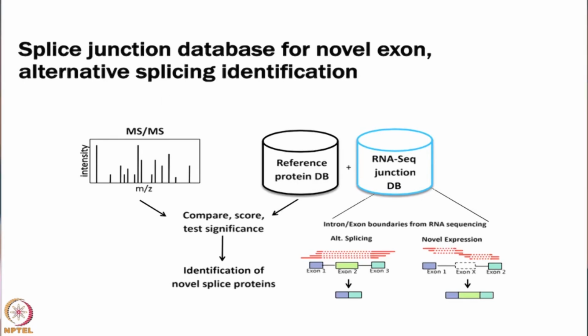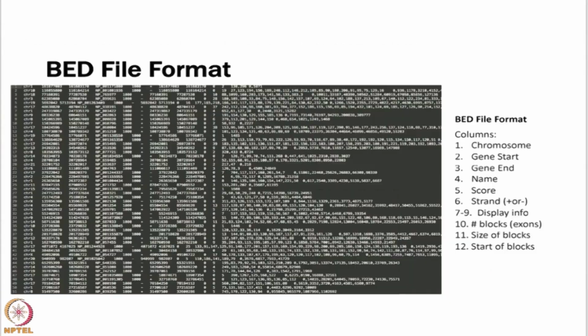So yeah, this is kind of the same. You could either have new alternative splicing or even completely novel expression. This really requires a bed file. I also included an example bed file in your zip folder. It has a very specific format where you have the chromosome, your gene start and end. In this case, it would be a junction start and end, but you can treat it the same way. Then a name, a score, some information on strand, and display info.